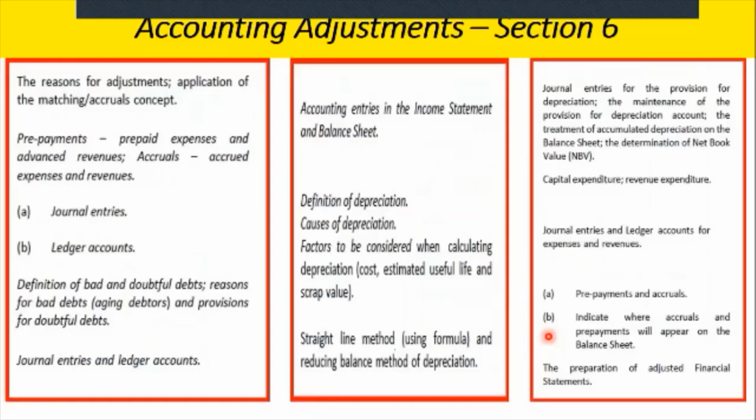Okay, the accounting adjustment, this is section 6 in your syllabus. Here we utilize mostly the general journal to make journal entries for prepayments, prepaid expenses, and advance revenues, accruals, accrued expenses, and revenues. I think this was the first session we did in Form 5, and you would find most of them there.